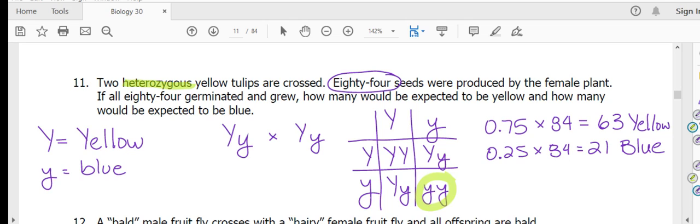So again, anytime you're given or asked to find how many, you're going to multiply the number that are in your Punnett square, so 0.75, by the total in the population.